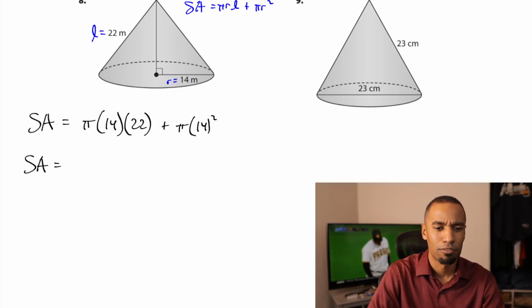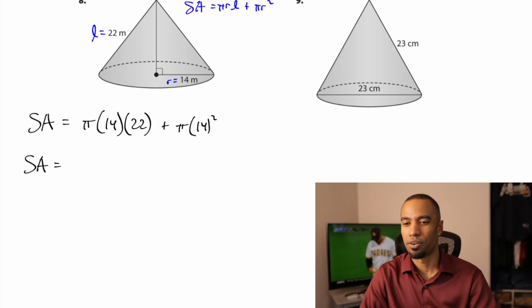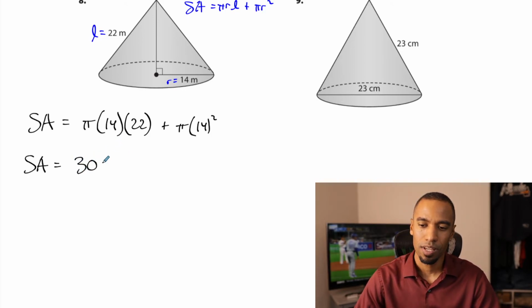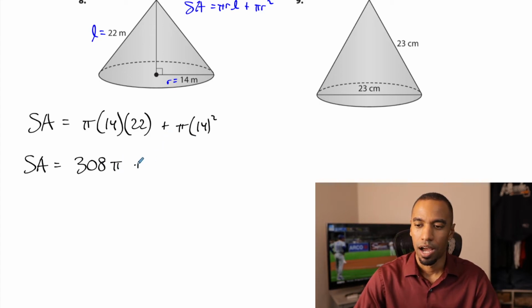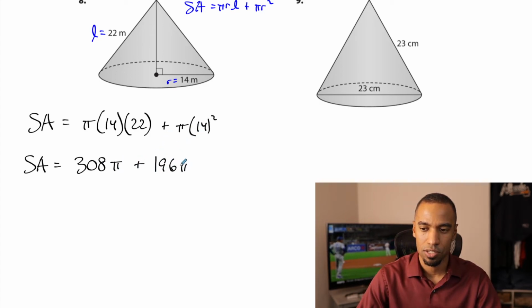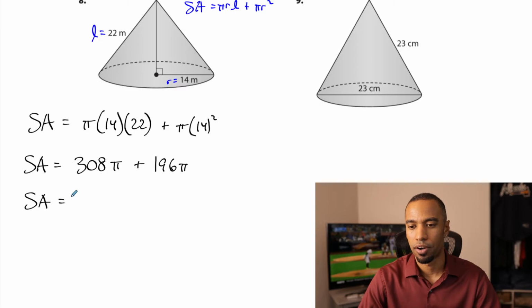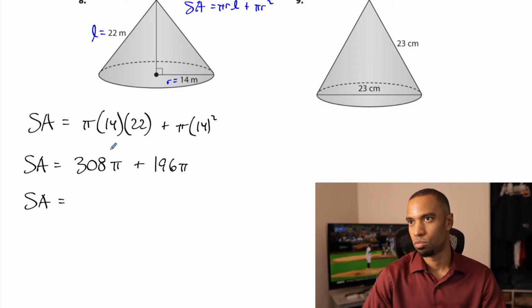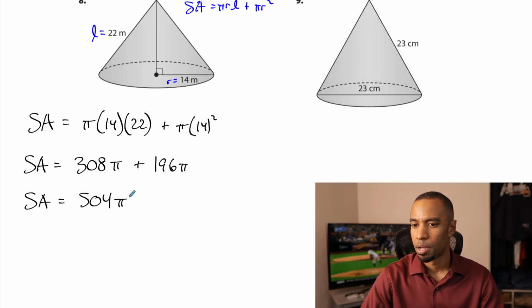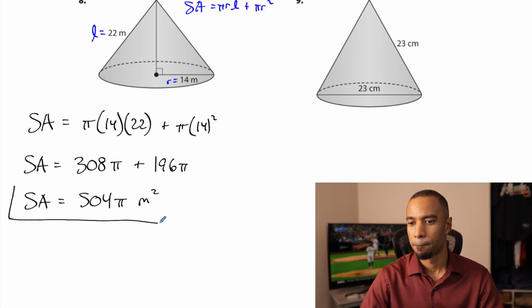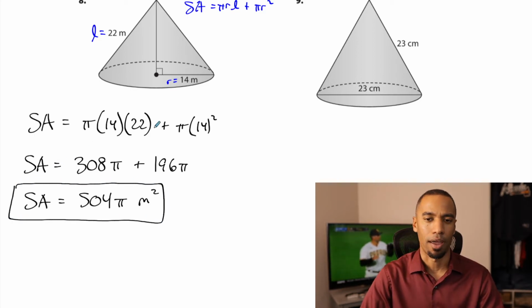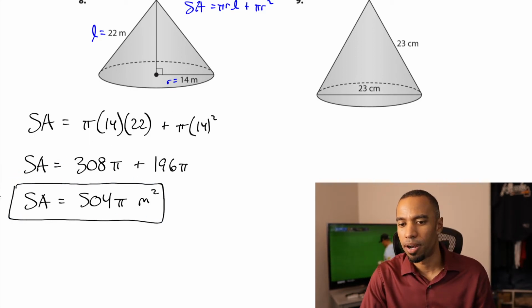308. 14 times 22 is 308, so 308 pi. That was the first calculation I struggled with there. I know this one's 196 pi. So that surface area in total is going to be 504 pi. This is in square meters. All right, that's number 8.